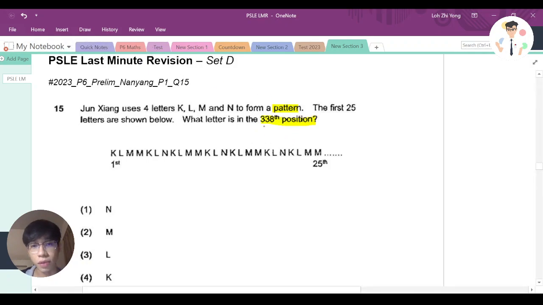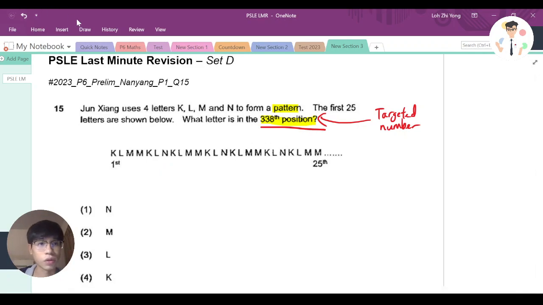So the first thing you know is that this is our targeted number. Next, we are given this pattern and we need to find what pattern is actually occurring here. If you look carefully, KLMM, KLN is one thing. It's repeating: KLMM, KLN, KLM, KLN, and that's basically what happened.